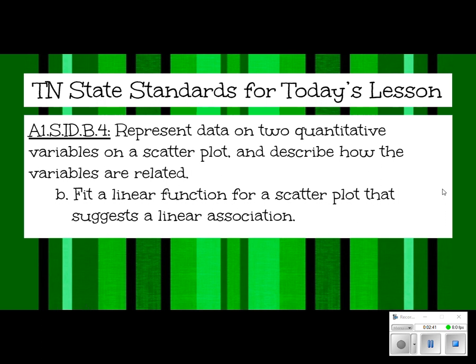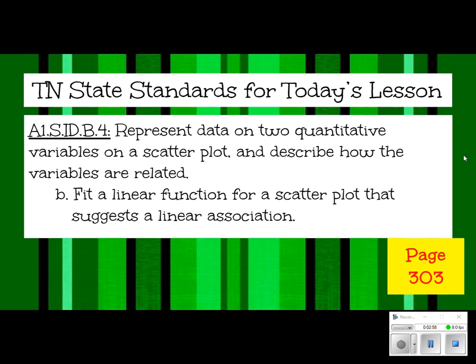We're also going to look at our standards: representing data on two quantitative variables on a scatter plot and describing how the variables are related. We're also going to work on fitting a linear function for a scatter plot that suggests a linear association.